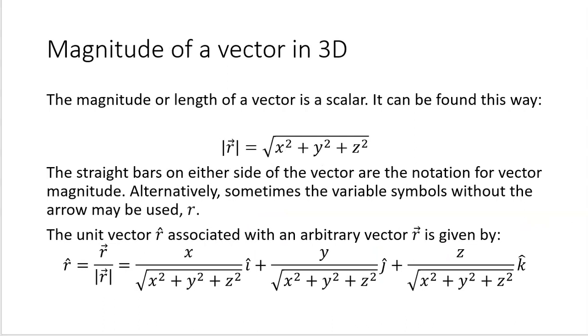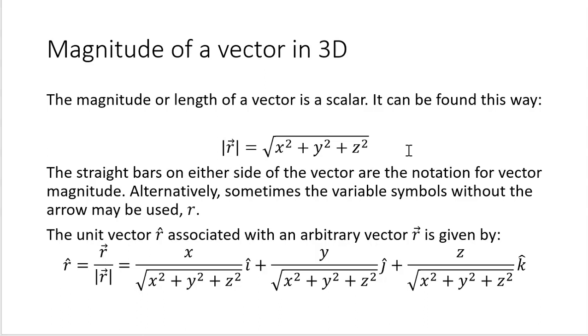Okay, let's talk about a little bit more notation. The magnitude or the length of a vector is a scalar. So you find the magnitude or the length of a vector by taking the square root of the sum of the squares of the components. This is pretty easy to see in 2 dimensions, right? If you just had x and y components, then the x and y components of your vector make up the legs of a right triangle, and the length is the hypotenuse of that. And of course you use the Pythagorean theorem to solve for the length.